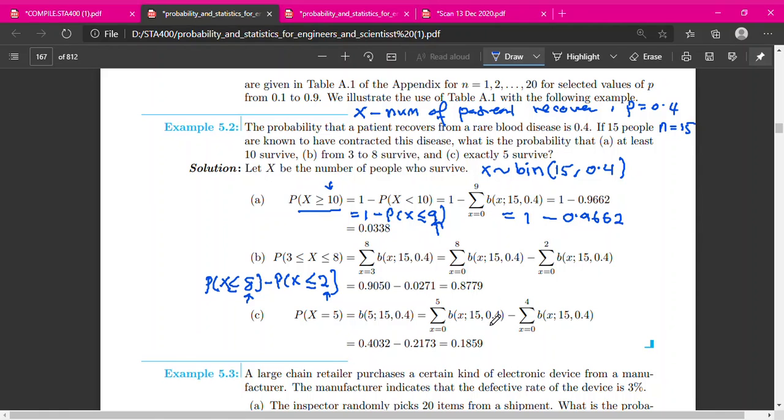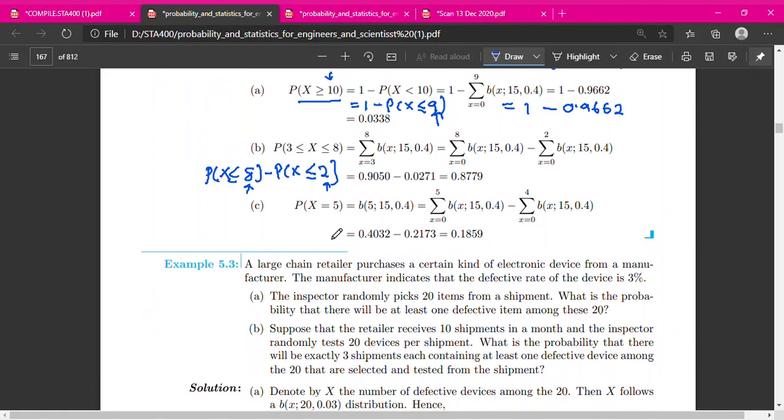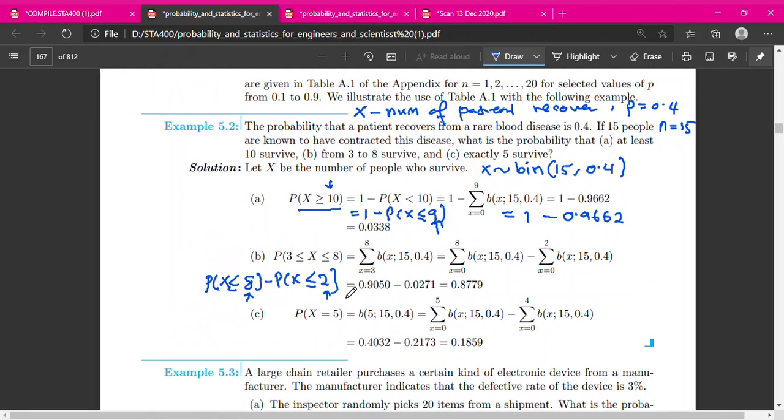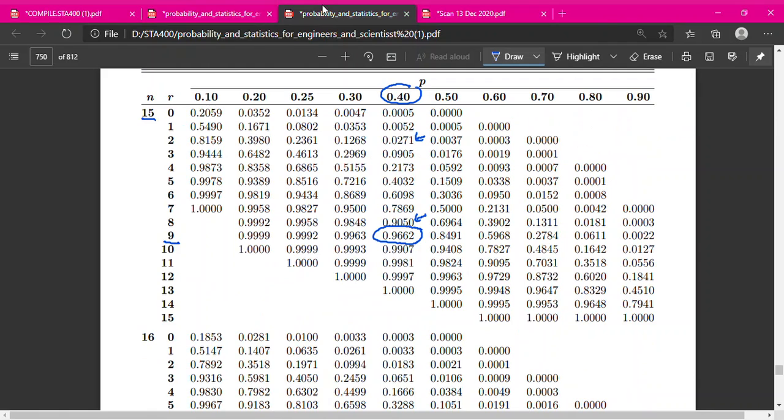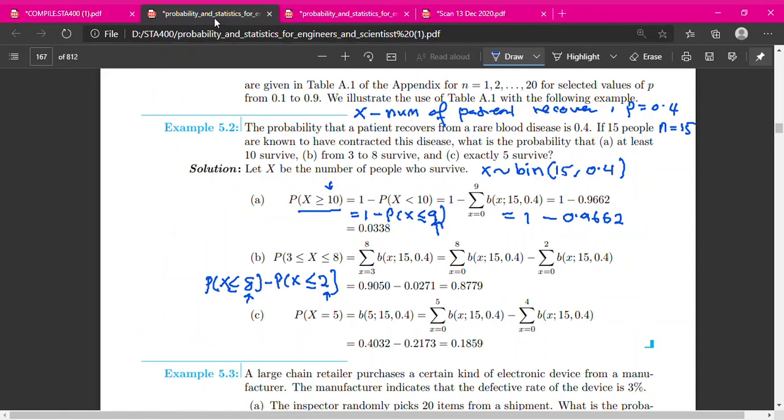Okay, so this is the answer. Last time, probability of X equal to 5, kalau nak guna table. Sebenarnya kalau yang X equal to 5 ni lagi senang kalau kita gunakan function kan. But if the questions ask you to find it using the table, so you have to use the table. So nak guna table ni tadi, kena jadikan dia less than or equal.